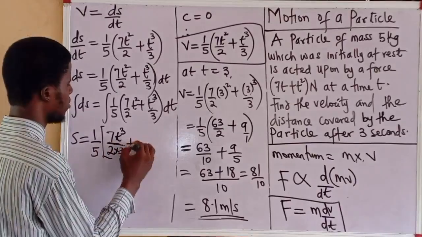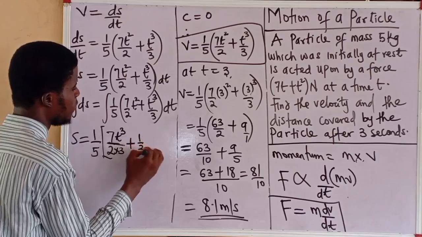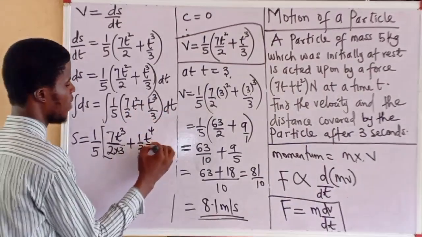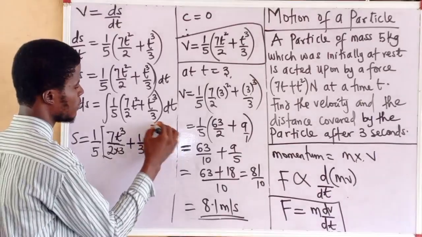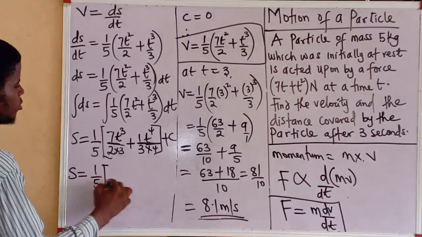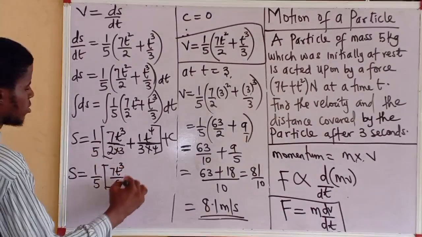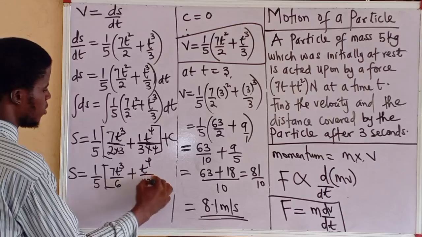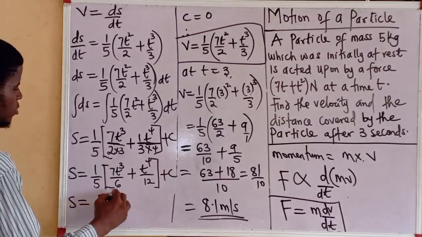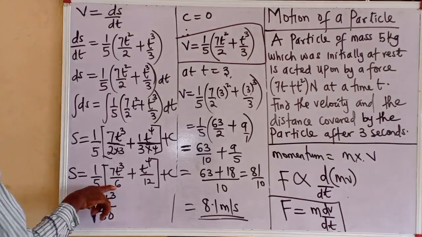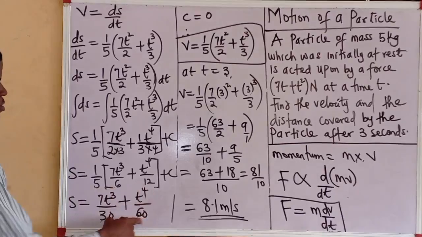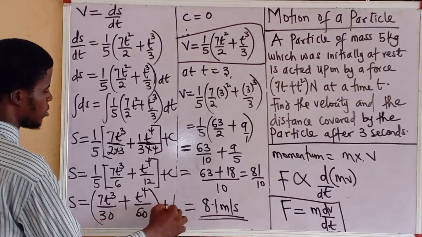Let's integrate this. If I integrate 7 over 2 t squared with respect to t, 7 over 2 is a constant. Integrate t squared dt, that's t cubed, then I'll multiply this one by 3. Plus, this is 1 over 3, the coefficient of t cubed. Integrate t cubed with respect to t, that's t to the power of 4 divided by 4. That 4 will multiply this 3 here, plus the constant of integration. So s is equal to 1 over 5 all into 7t cubed all over 6 plus t to the power of 4 all over 12 plus c, which we can write as 7t cubed all over 30, since we are multiplying the bottom by 5, plus t to the power of 4 all over 60, 5 times 12 is 60, plus c.